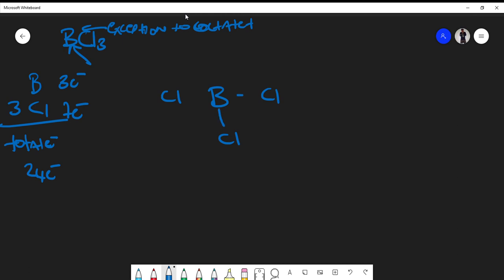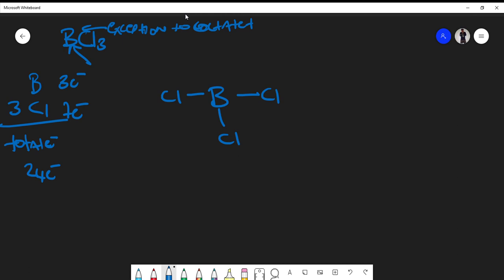So at this point, I'm going to form single bonds. Let's see how many electrons we've used thus far. So this becomes 2, 4, 6. So we've only used 6 out of the 24 that we have to place. So we need about 18 more.